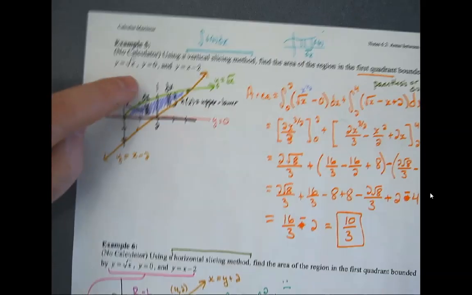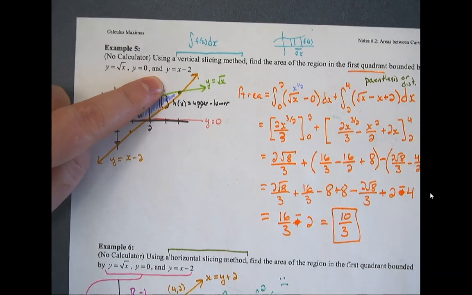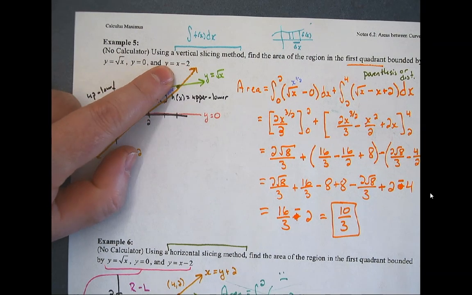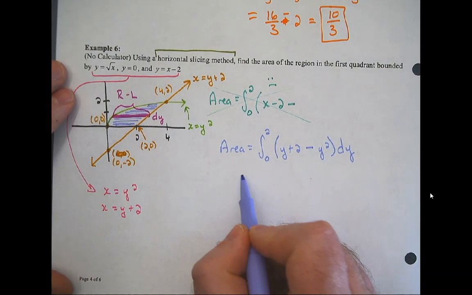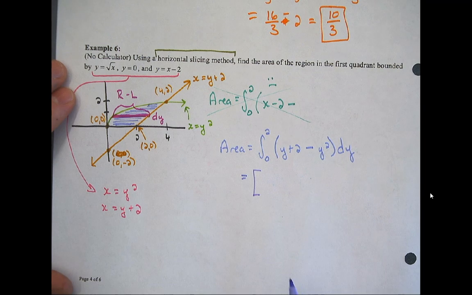Just like up here, we needed it to be y equals x, where y was by itself. Down here, we need to get x by itself. So you should be able to integrate this on your own. Pause if you haven't yet.